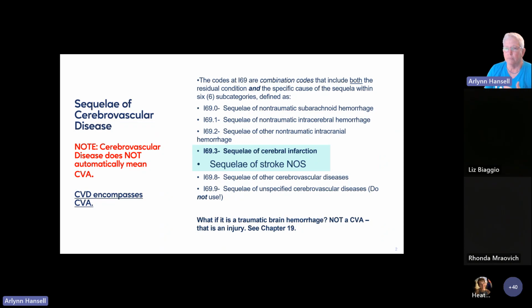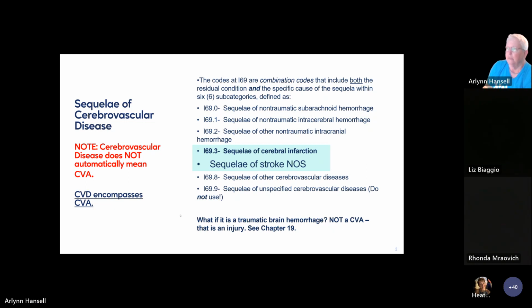The other I-69s are for some other type of cerebral vascular disease, such as your non-traumatic subarachnoid hemorrhages, your non-traumatic intracerebral or intracranial hemorrhages. Now, a reminder, they keep saying non-traumatic because if your documentation says they had a traumatic subarachnoid, intracranial, or anything like that, that's an injury. That's a whole completely different chapter. That is not an accident. That's an injury. And then you have the I-69.8, sequela of other cerebral vascular diseases, where it's not specified as something else. It just says cerebral vascular disease and you can't call that a stroke. It's some other cerebral vascular disease. And then finally, I-69.9, sequela of unspecified cerebral vascular disease.